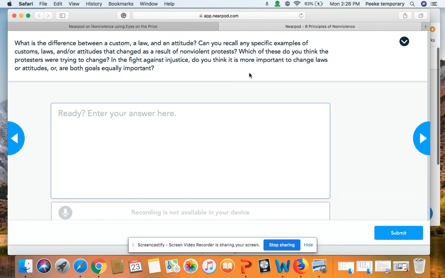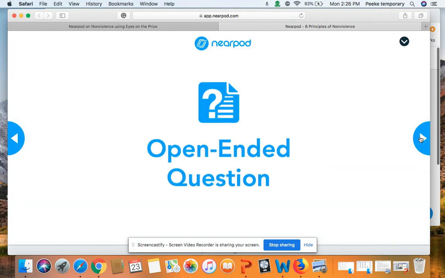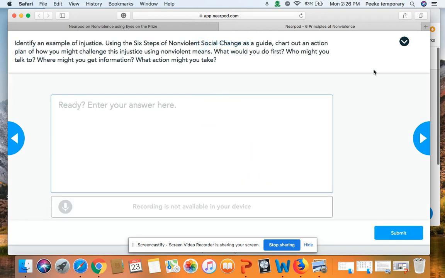Which of these do you think the protesters were trying to change? Were they trying to change a custom, a law, or an attitude? Or maybe they were trying to change more. In the fight against injustice, do you think it is more important to change laws or attitudes? Or both equally important? So that's a really good breakdown of questions there. I liked that one.